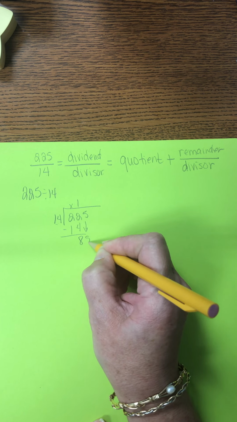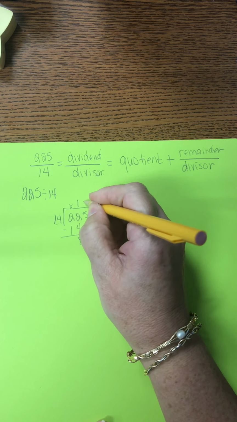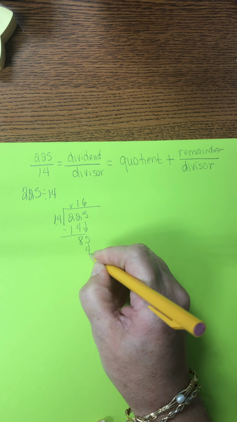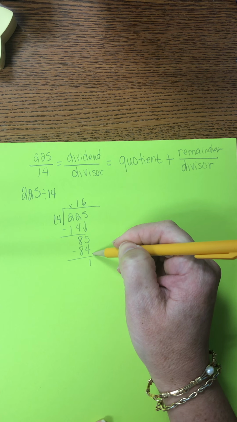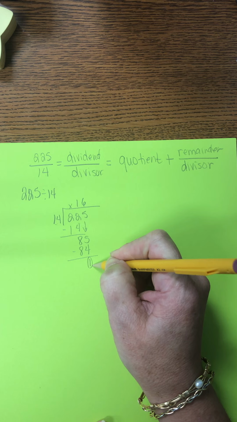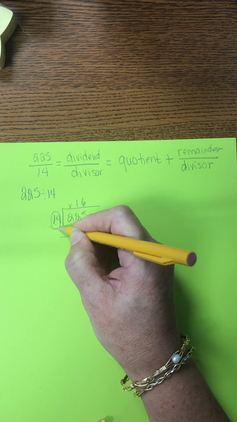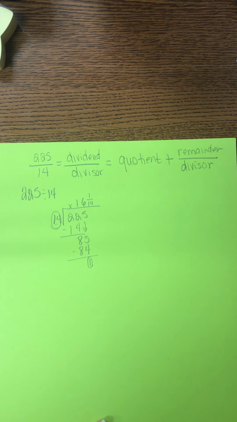Subtract and bring down. Okay, now I've got to divide 14 into 85. 14 will go into 85 6 times. Subtract. Now there's nothing else to bring down, so normally what I would do is take my remainder and put it over my divisor, to get 16 and 1/14.